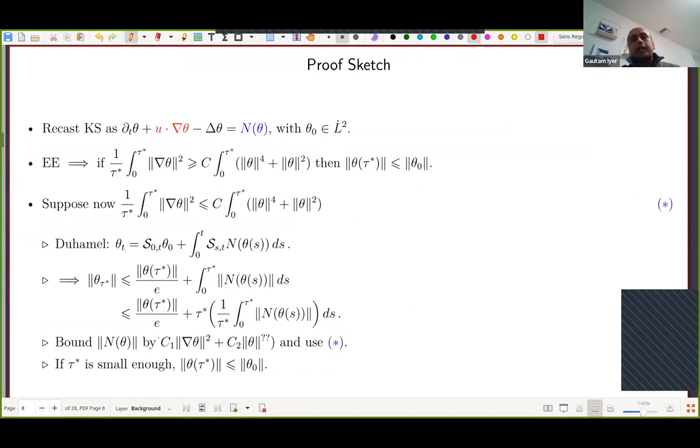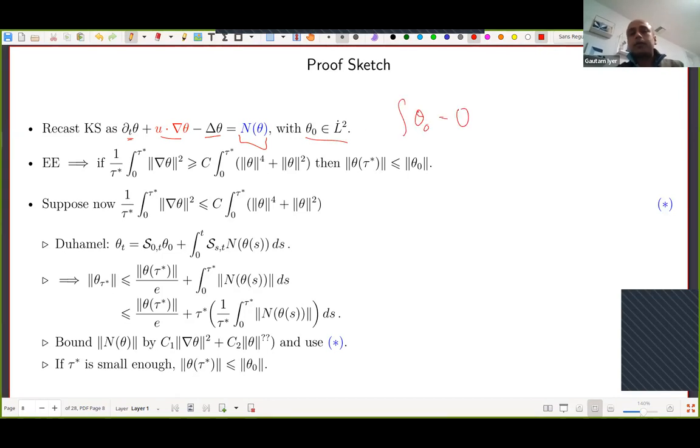Let me give you a quick sketch of this proof. The way it works is the following. I'm going to rewrite the Keller-Segel equation in the following form: the advection diffusion equation, so dt theta plus u dot grad theta minus Laplace theta, and all the nonlinear terms that we combine on the right-hand side to be N of theta. I'm going to subtract off the mean and pretend that theta has mean 0, so integral theta naught equal to 0.